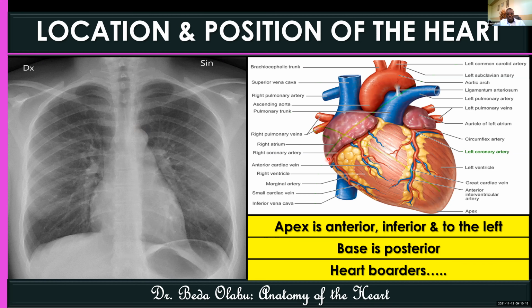How about the inferior border? We may not be able to see the inferior border here nicely because it merges radiologically with the liver and the diaphragm. But on this one, you can see the inferior border is predominantly formed by the right ventricle. And a small part by the left ventricle. So those are the borders of the heart.